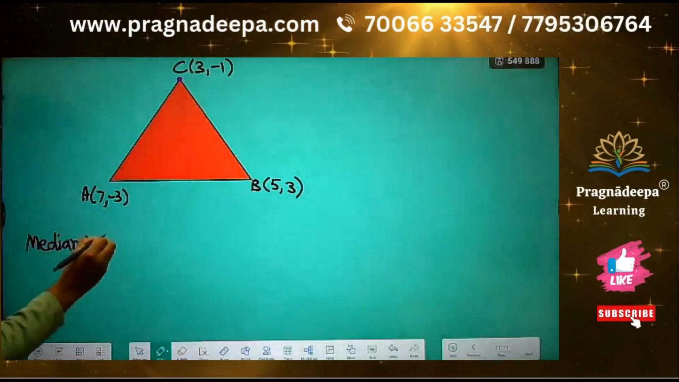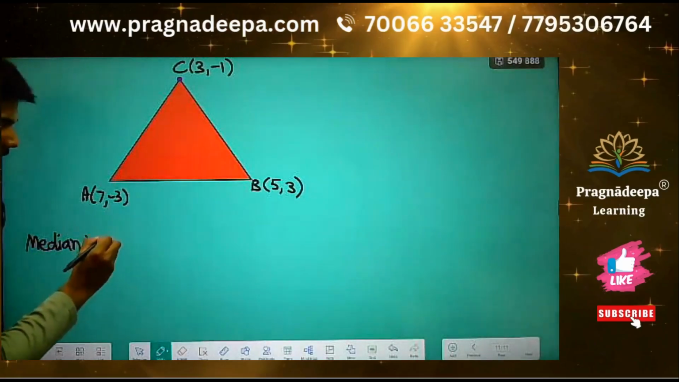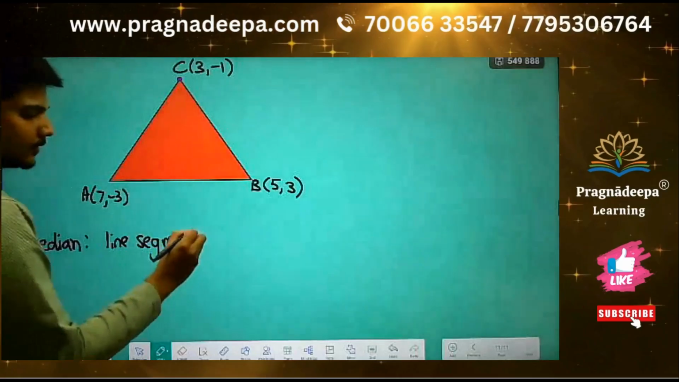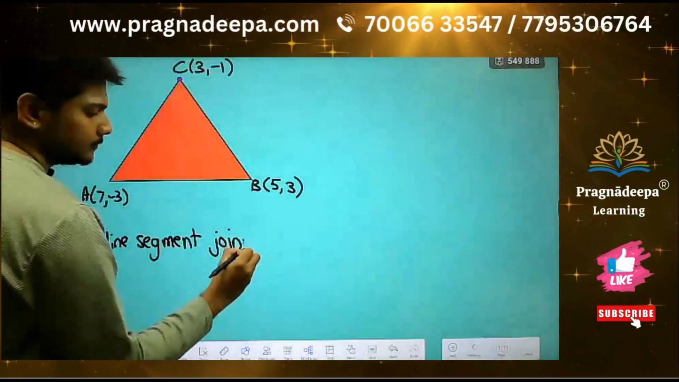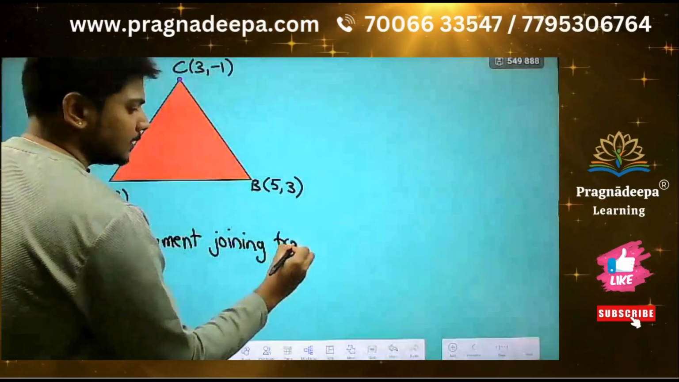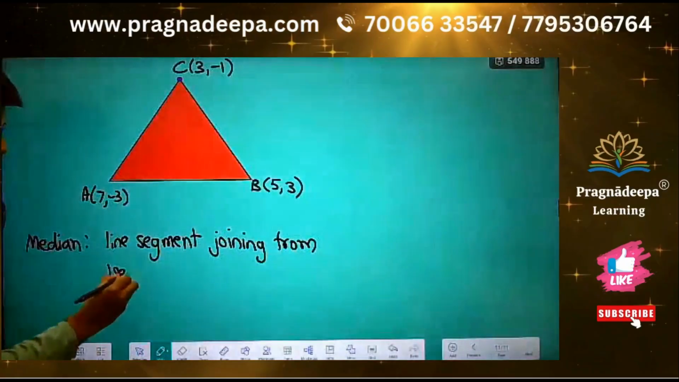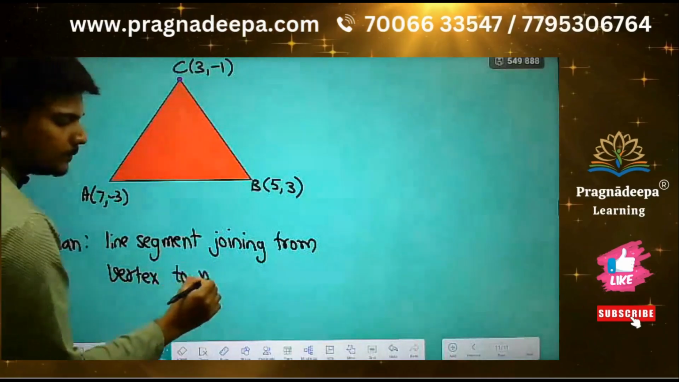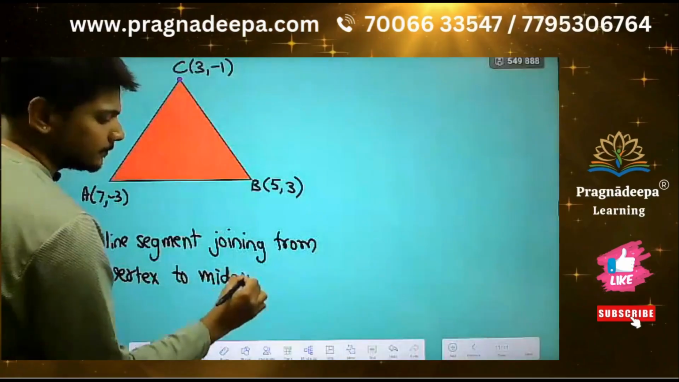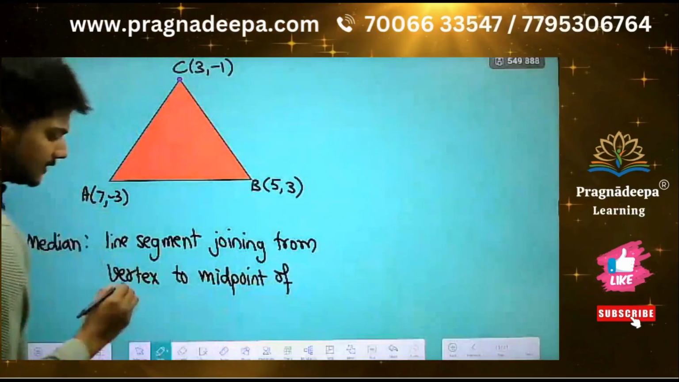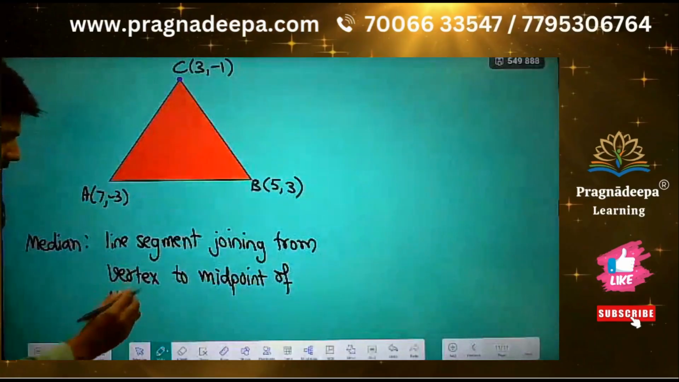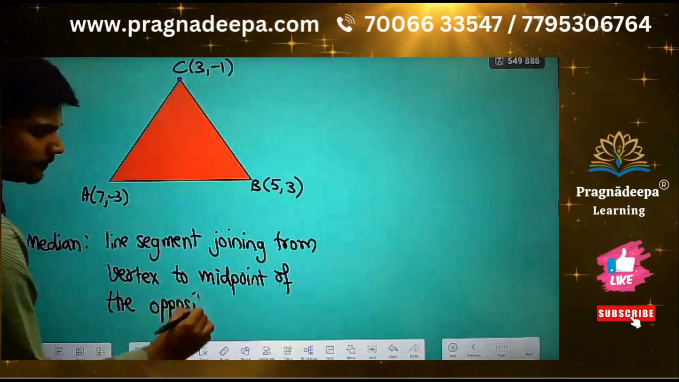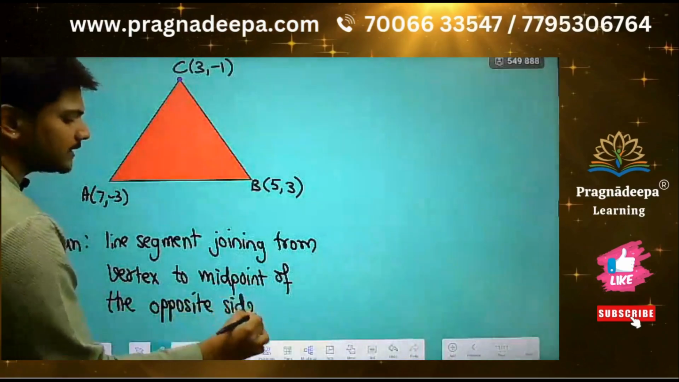Median is nothing but a line segment joining a vertex to the midpoint of the opposite side. So this is the definition of median. Midpoint of the opposite side of a triangle. It's nothing but the median of a triangle.